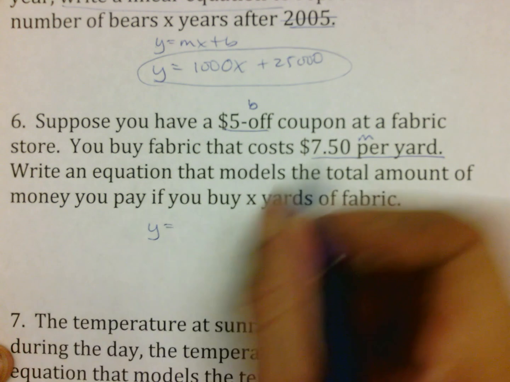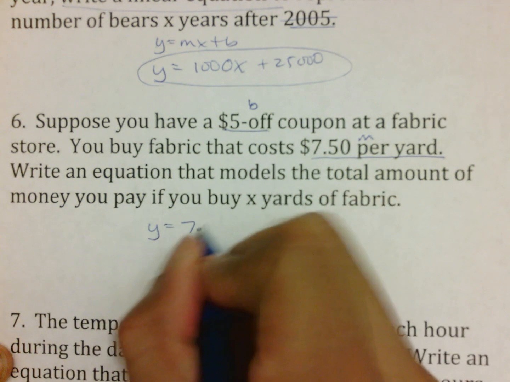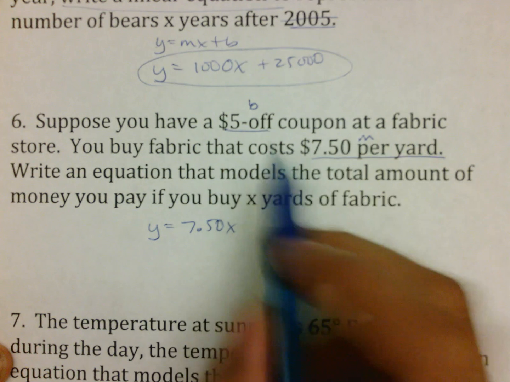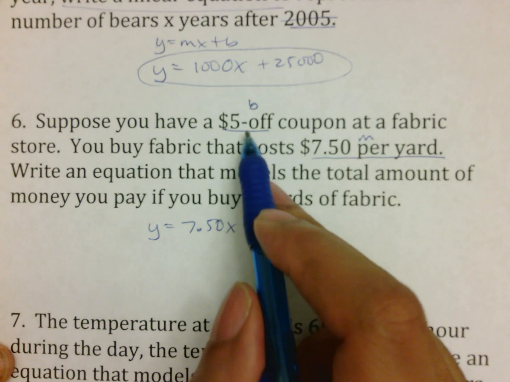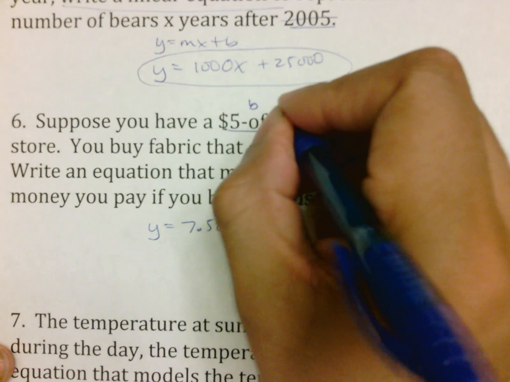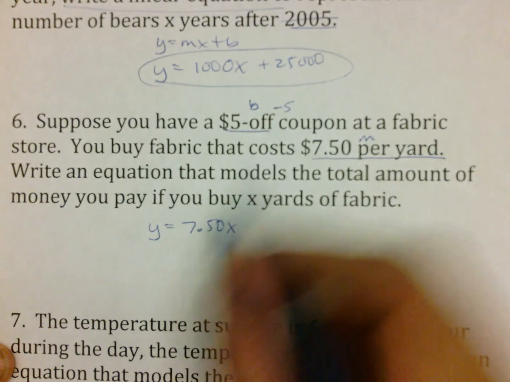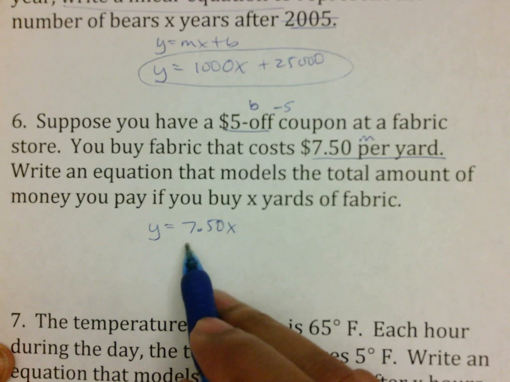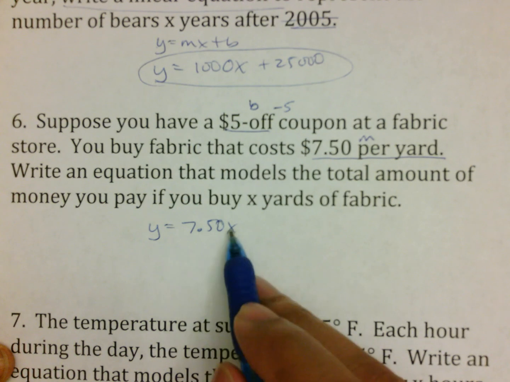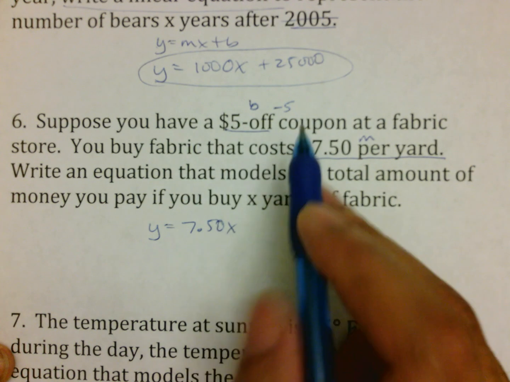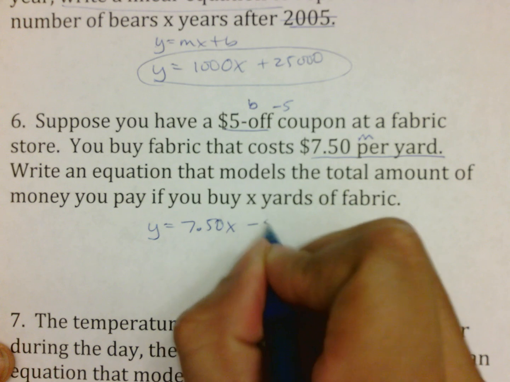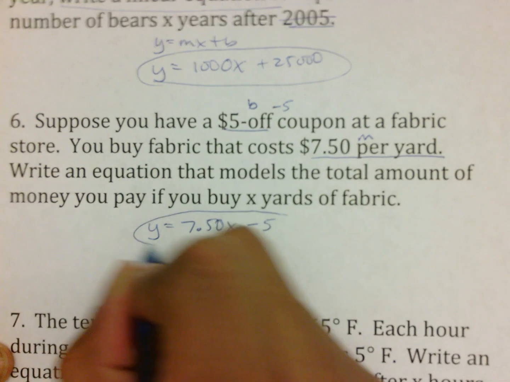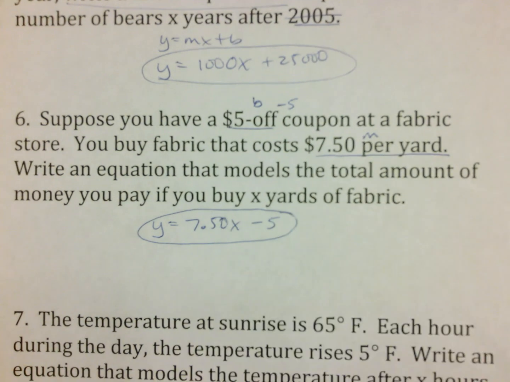So what we're going to do is recognize that $7.50 per yard would be 7.50x, but it's $5 off, which means that if it's $5 off, you're talking about taking 5 away from the cost. So again, $5 off is not just plus 5. You're not buying this fabric for $7.50 and then adding $5 to the cost. You're actually taking $5 off, which is again where you have to be careful and make sure you understand. Again, you're going to take that 5 and make it negative.